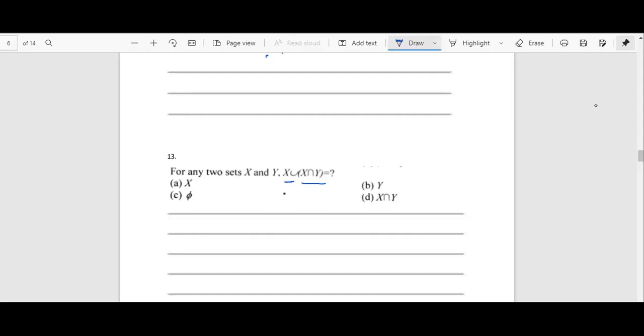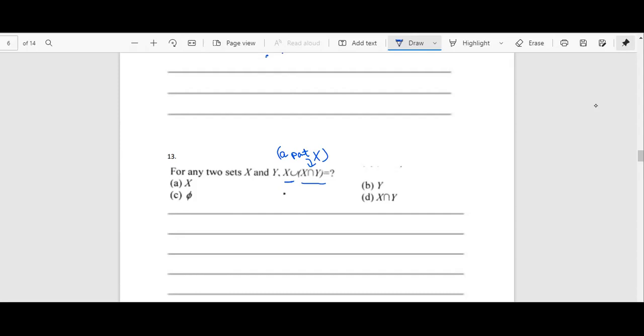Now, X intersection Y is going to have the elements of X which are in Y as well, right? So this is going to have all the elements of X and Y which are common. So in short, this set is basically a part of set X, because X intersection Y implies the elements which are common in X and Y. So basically it would be a part of X.